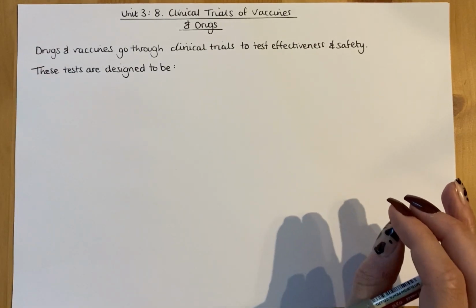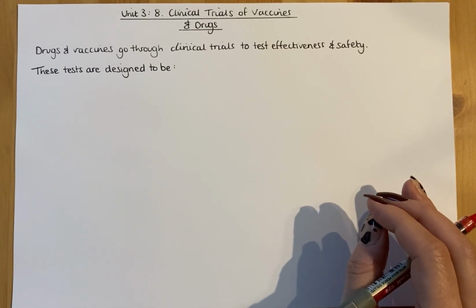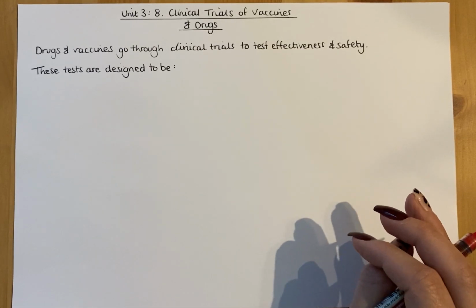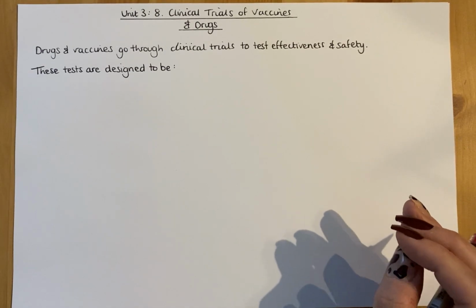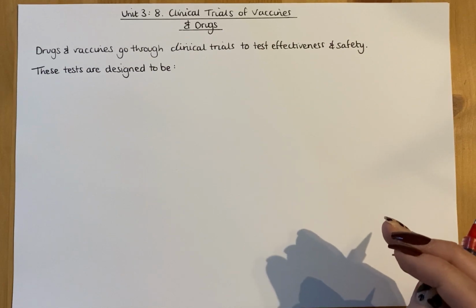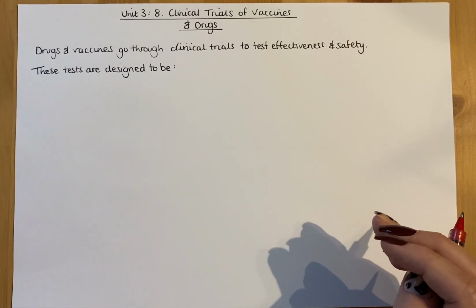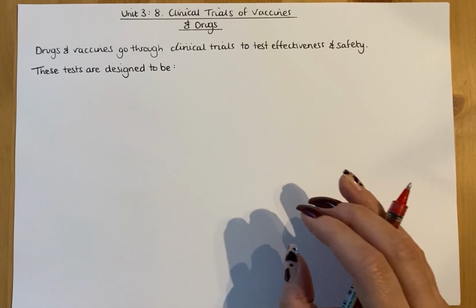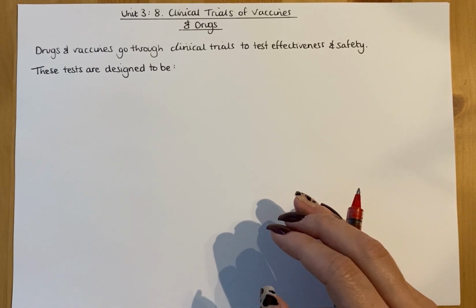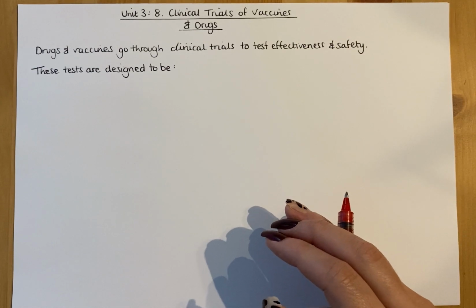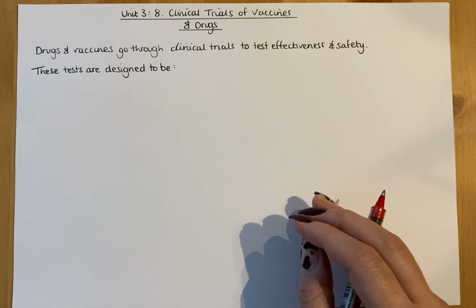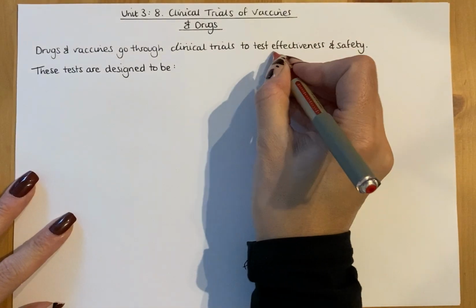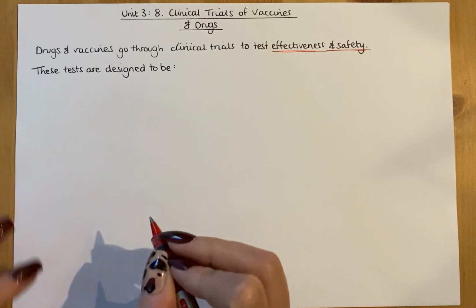Right, so the previous video covered vaccination and why it's important. This one covers vaccine trials and drug trials. And basically the whole point of this is to test the effectiveness and the safety of vaccines and drugs. So this could be any kind of pharmaceutical drug, cancer treatments, things like that, or it could be any vaccine. So the COVID vaccine had to go through these types of trials, and all the drugs that you can get from a pharmacy will have to have done the same thing. So it tests effectiveness and it tests safety.